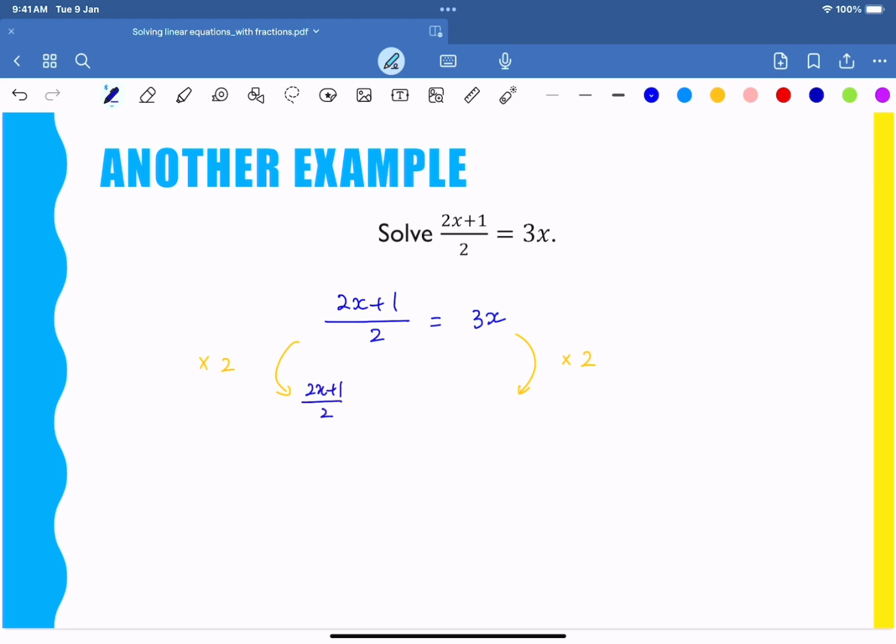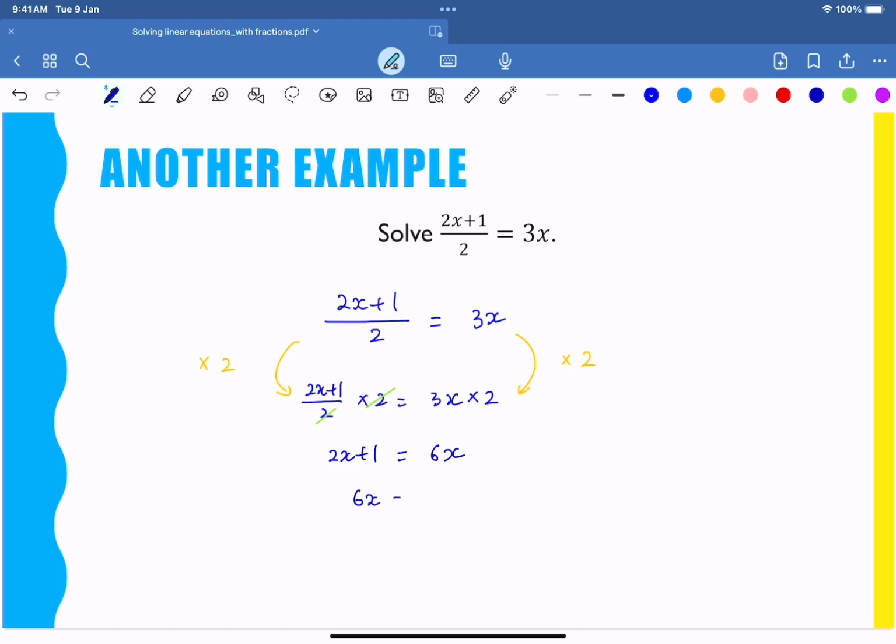And if we were to do that, you realize that I'm able to cancel away the 2 on the left hand side. The denominator is gone now, so I'm left with 2x plus 1 equals 6x. And there you go again. We are able to remove the fraction, remove the denominator, so that it becomes a linear equation down here.